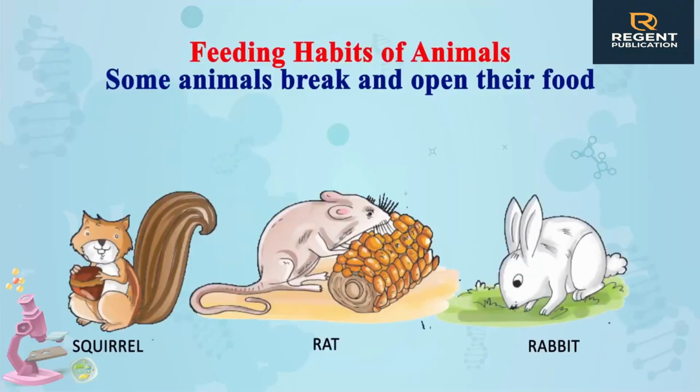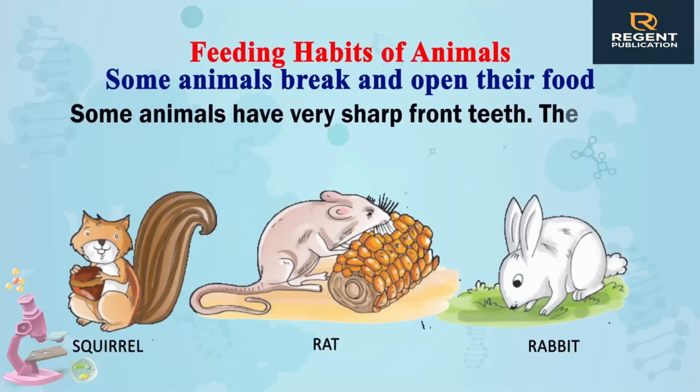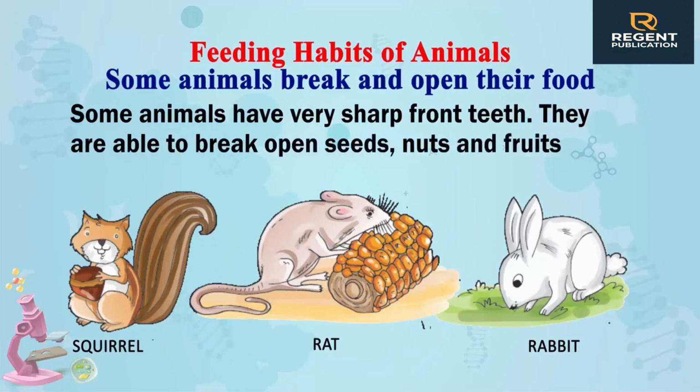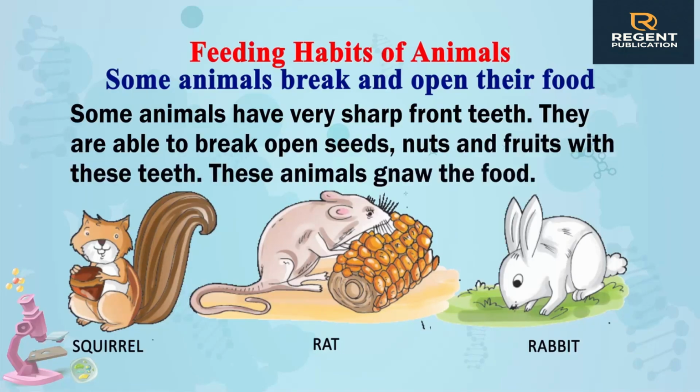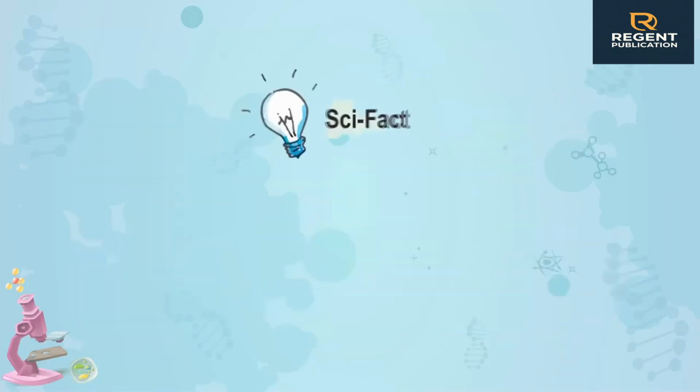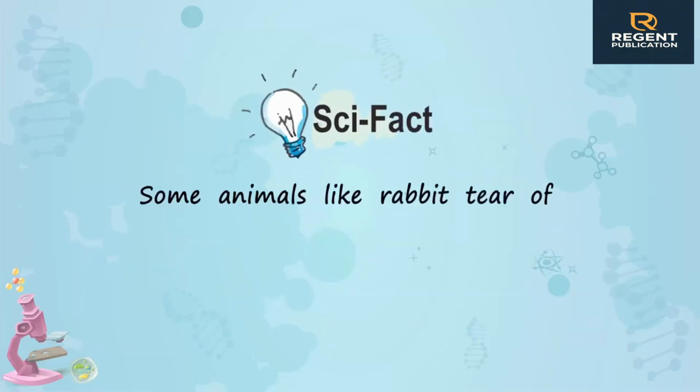Some animals break and open their food. Some animals have very sharp front teeth. They are able to break open seeds, nuts, and fruits with these teeth. These animals gnaw the food. Scientific fact: some animals like rabbit tear off food with the help of their hands.